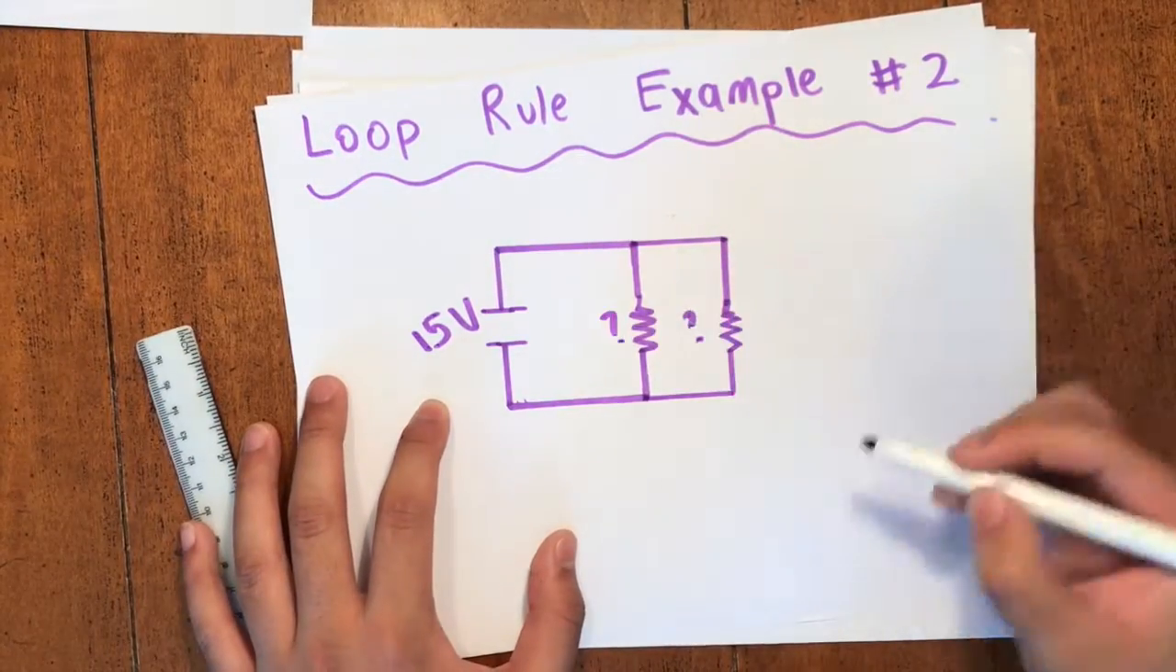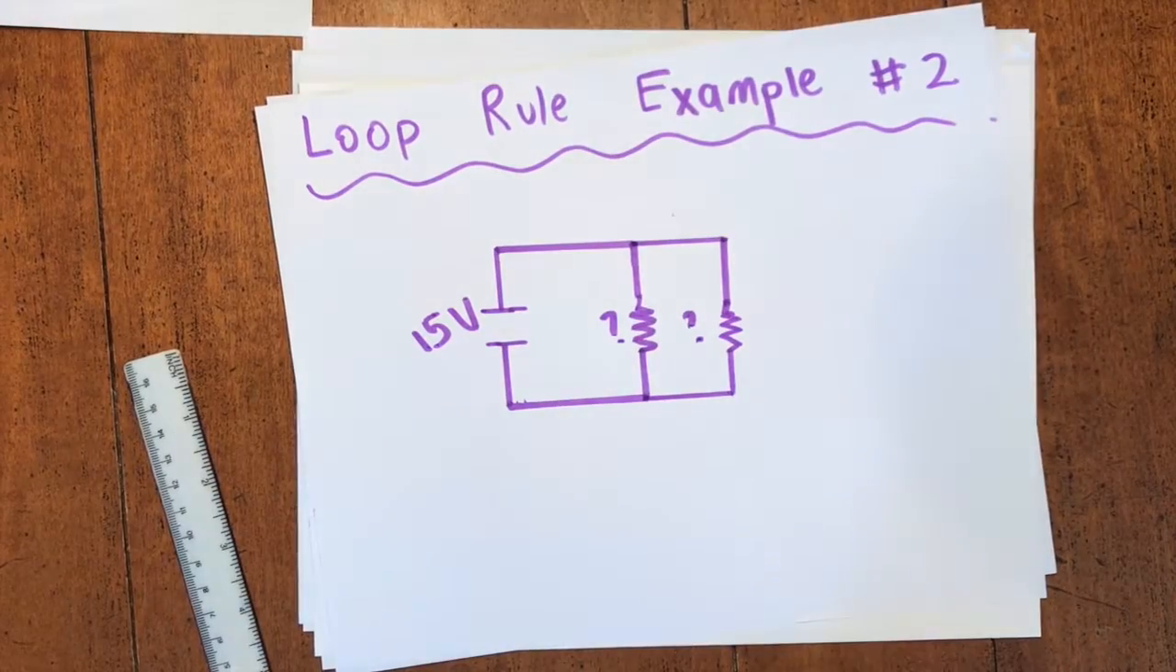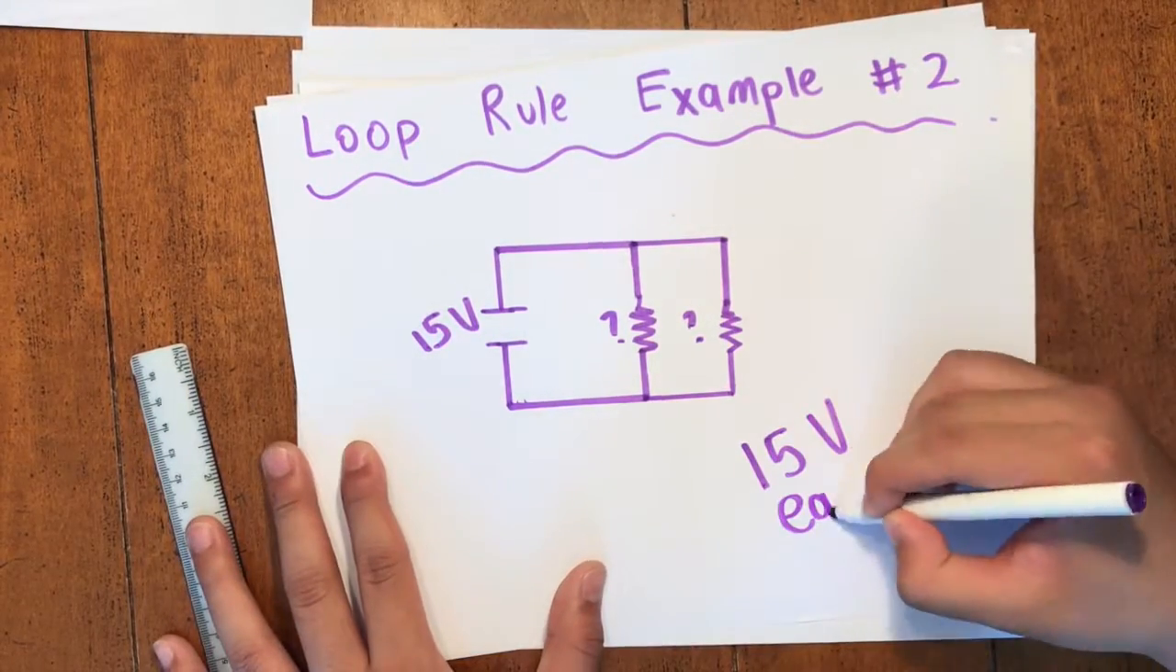In this example, both of the resistors must dissipate 15 volts because they each complete a separate loop.